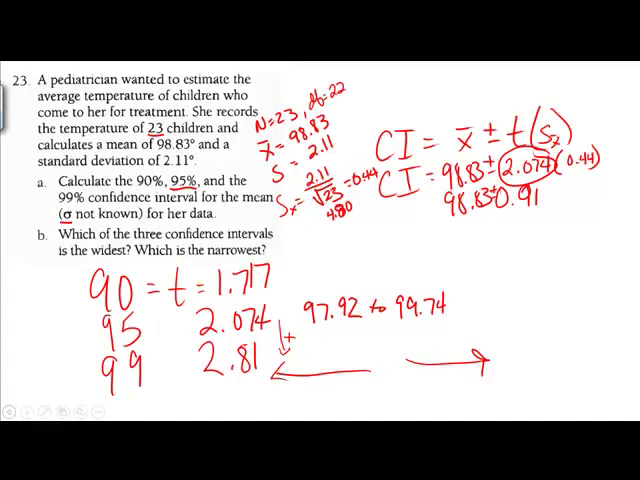Very simple, right? Really the hardest thing is knowing which value to plug in as your critical value and then not forgetting to go ahead and take the standard error.